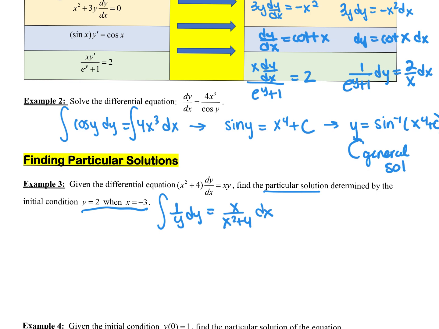And then we integrate both sides. What's the antiderivative of 1 over y? ln of y.